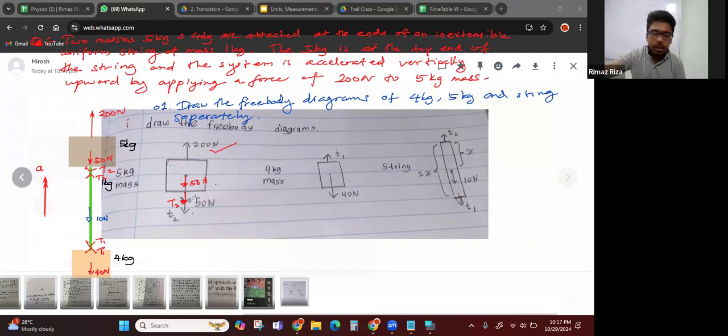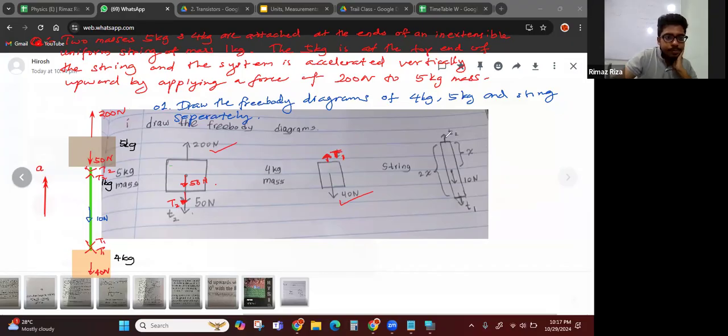Okay, and then if you consider the 4 kilogram mass, its weight is vertically downward, 40 Newton, correct, and then the tension T1 here. I will go with capitals here, since usually we take a capital T for the tension. That's correct. Then the string. When it comes to the string, the thickness of the string is too much, so reduce the thickness here.